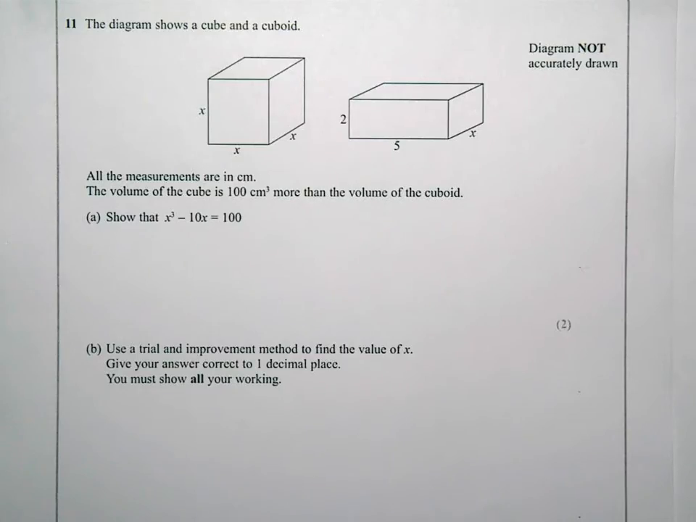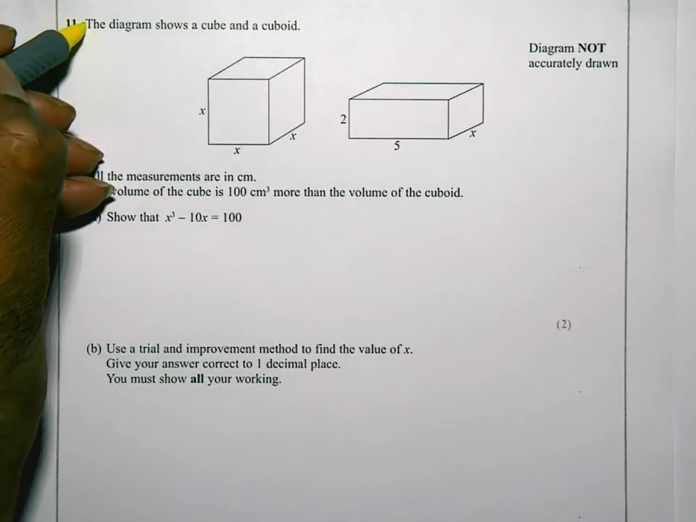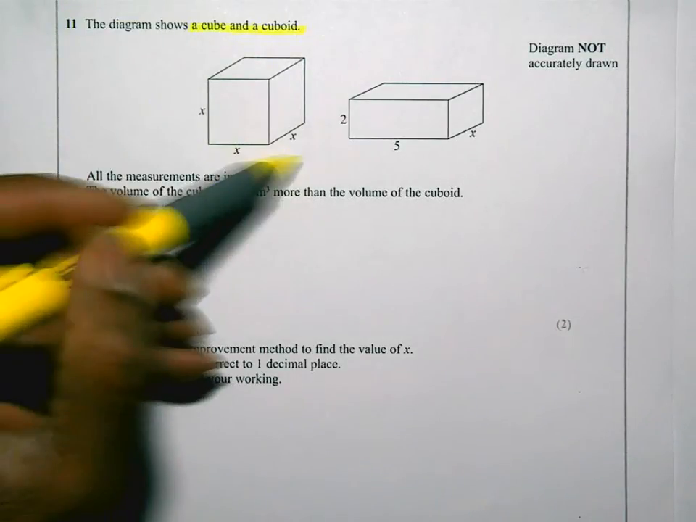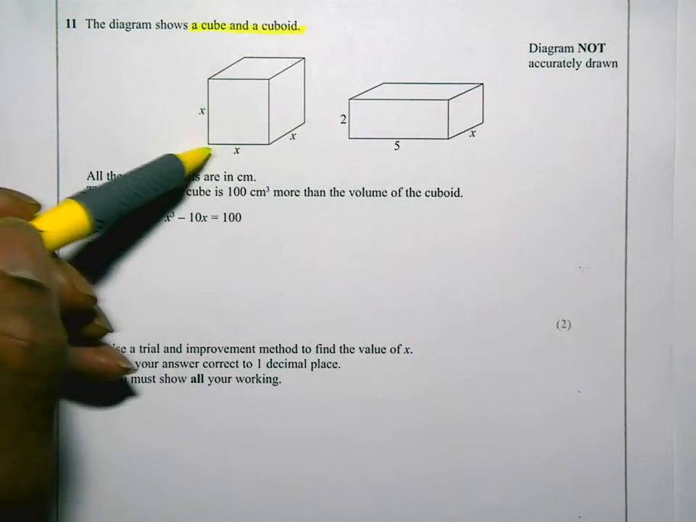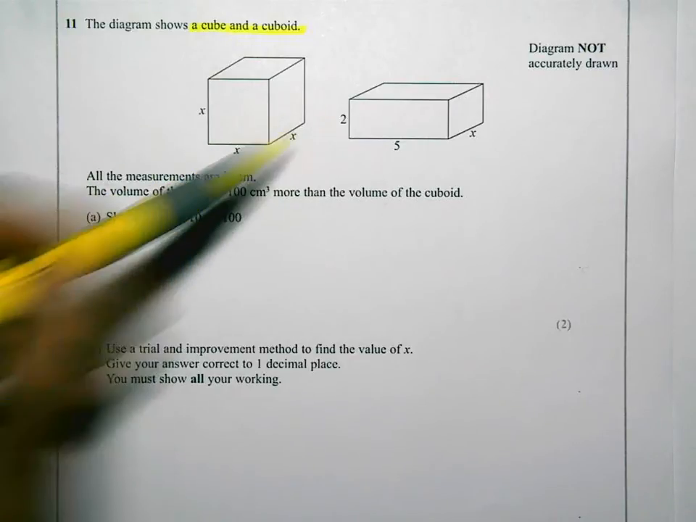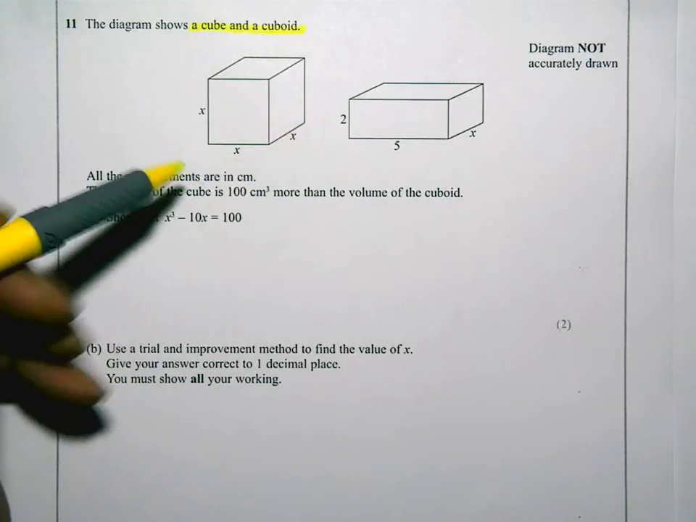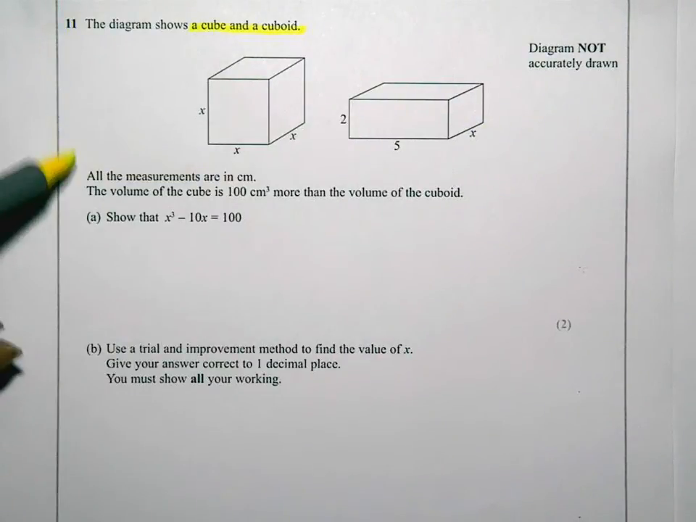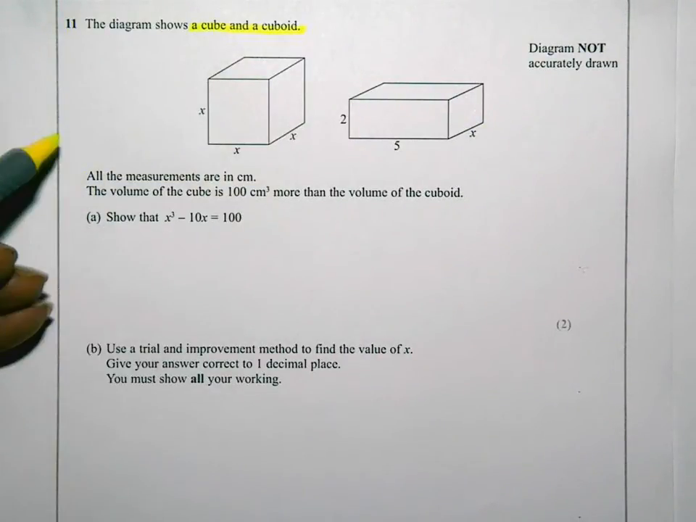This is question 11 on the higher calculator paper. Now let's read the question first. The diagram shows a cube and a cuboid. So here's the cube, all the edges, all the sides are equal, the height, the length and the depth or the width, they're all exactly the same, they're x, and the cuboid, that's 2, 5 and x. All measurements are in centimeters.